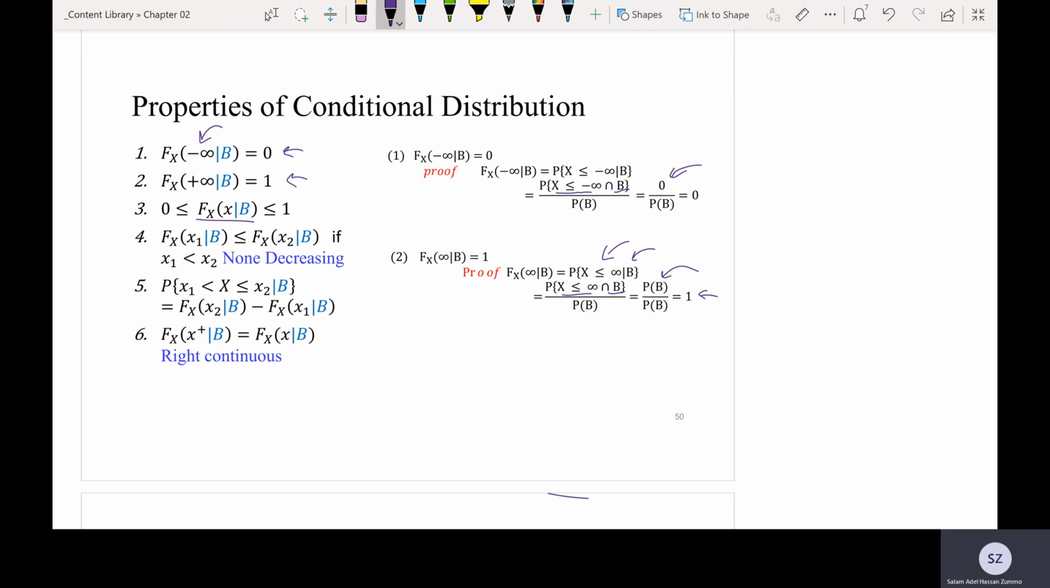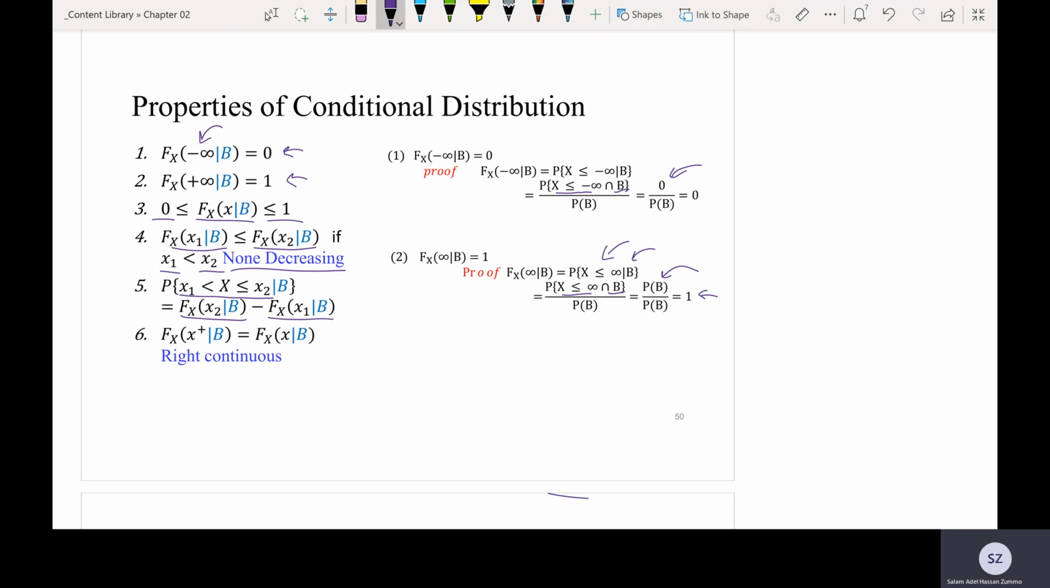Similarly, this is a probability function. It's the probability of x less than a specific number given B, so it has to be less than 1 and larger than 0, right? And if I'm comparing x2 with x1, then the CDF at x2 is larger than or equal to that at x1. So this is again a non-decreasing function, similar to without condition. And if I want to calculate the probability that x lies between two numbers given B, it will be the CDF of x2 given B minus the CDF of x1 given B.